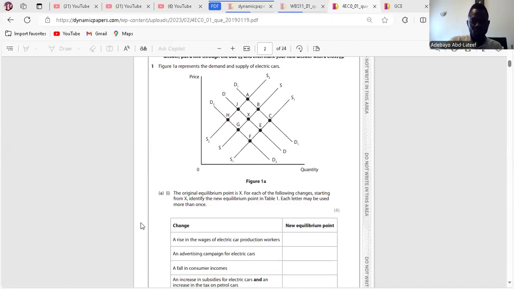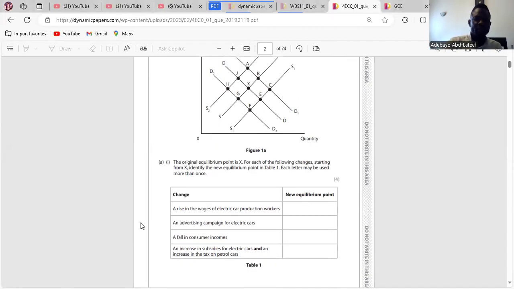So we have the last one here, right? An increase in subsidies for electric cars and an increase in the tax on petrol cars. So an increase in subsidies for electric cars would bring about a fall in the cost of production. And that will shift the supply curve rightward for electric cars, and the supply curve leftward if there's an increase in tax for petrol cars.